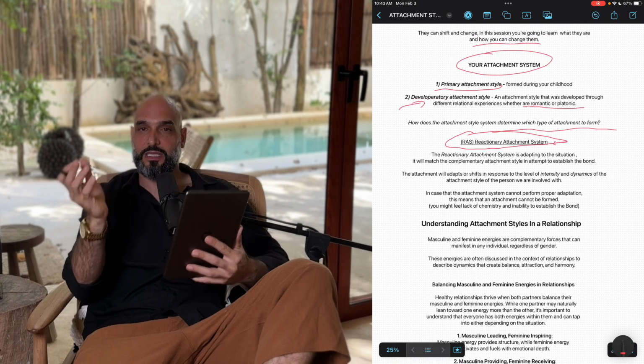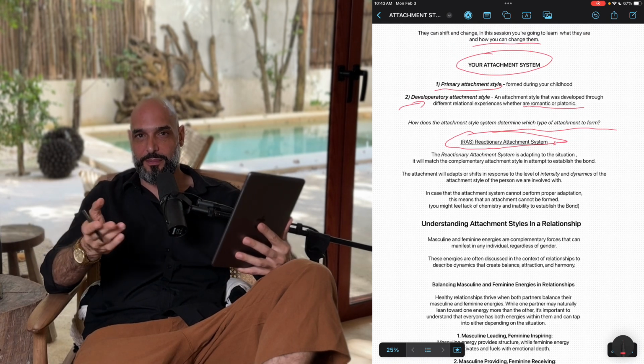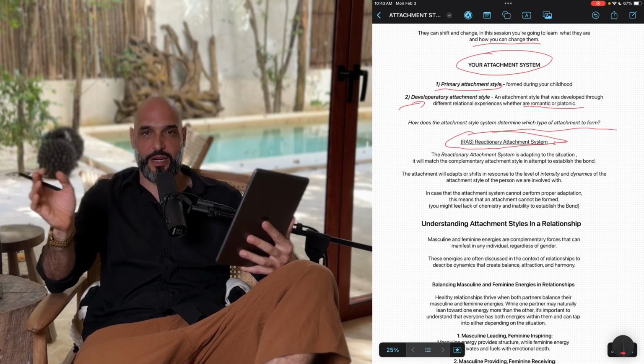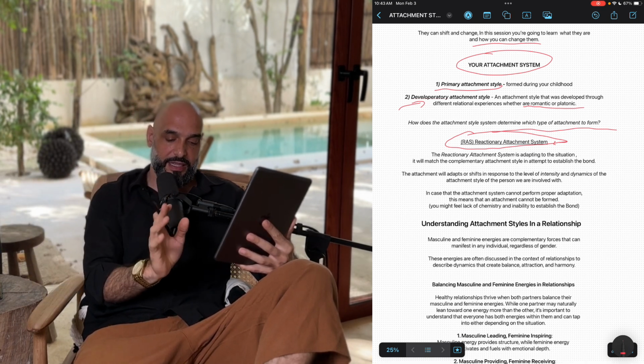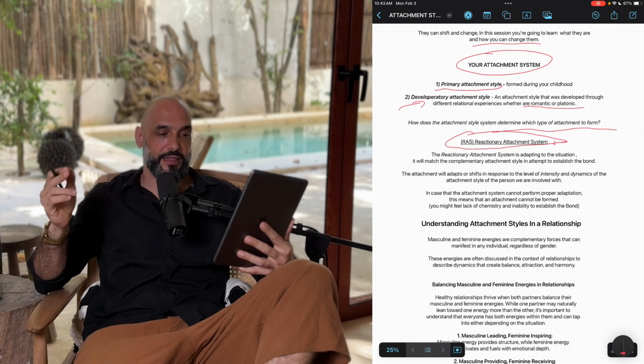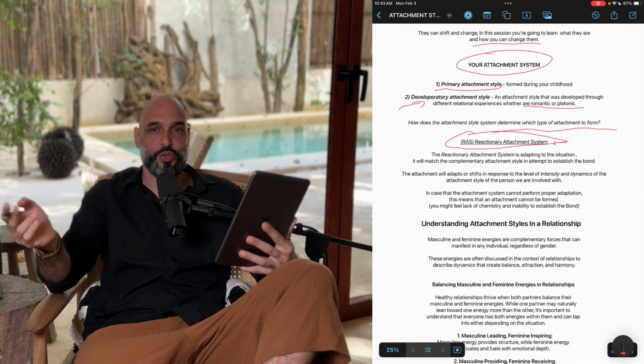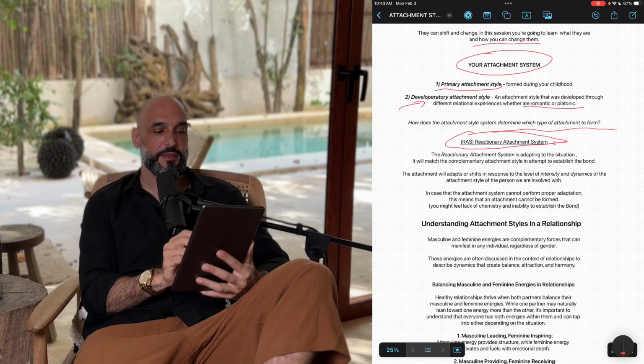This is how it works. This is our automatic polarity. It's just automatic polarity. So when you are this, they are that. And this is what a lot of people call the anxious avoidant trap, which is not a trap. This is just what it is.